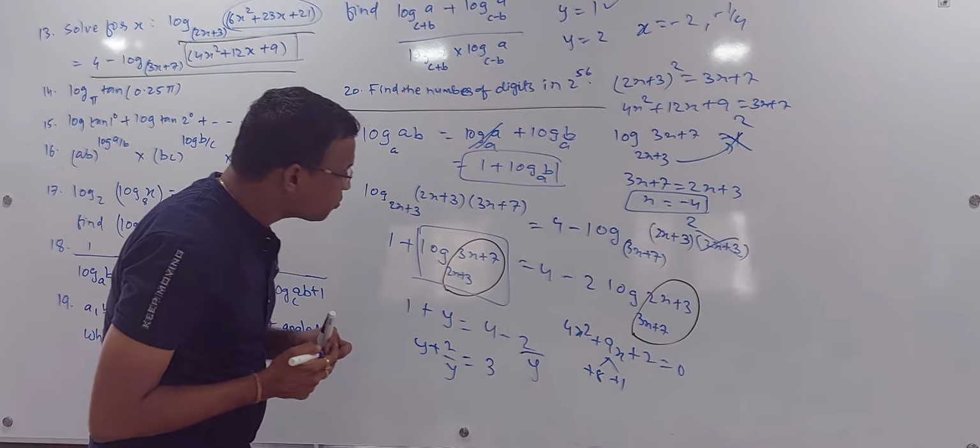Let us quickly check. Minus 2 won't be possible because 2 2s are 4, minus 4 plus 3 is negative. Not possible. Minus 1 by 4 is possible. So your answer for this question is x is equal to minus 1 by 4.